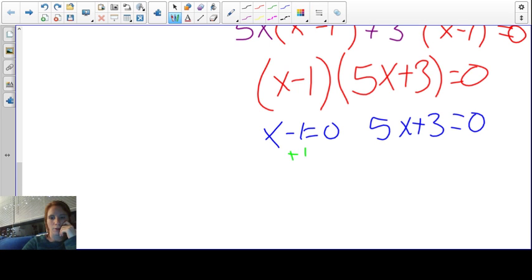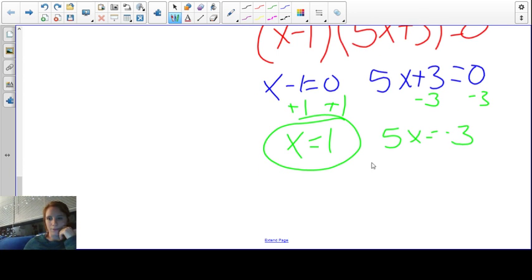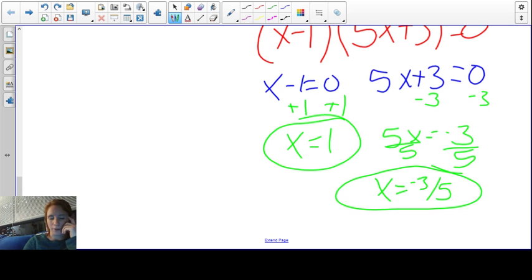We're going to add 1 to both sides. So x is 1. We're going to subtract 3. We have 5x equals negative 3. X is still not by itself yet, so we're going to divide both sides by 5. So x is negative 3 over 5. I would just leave it a fraction. It'll make your life easier.